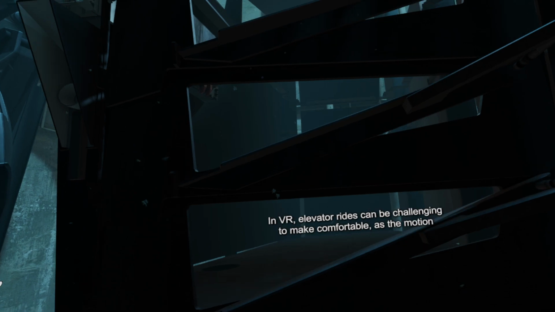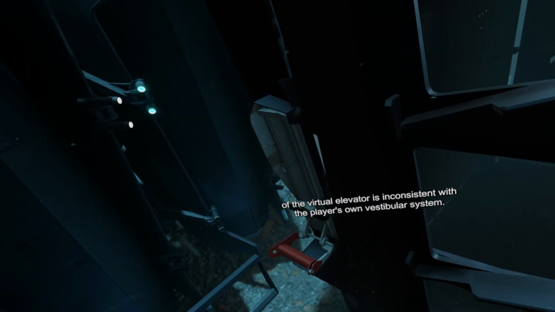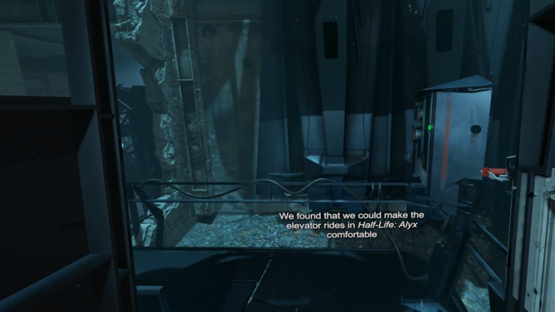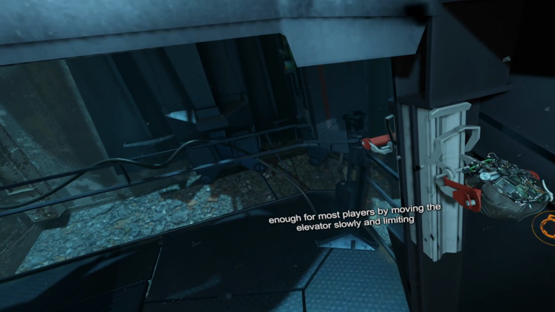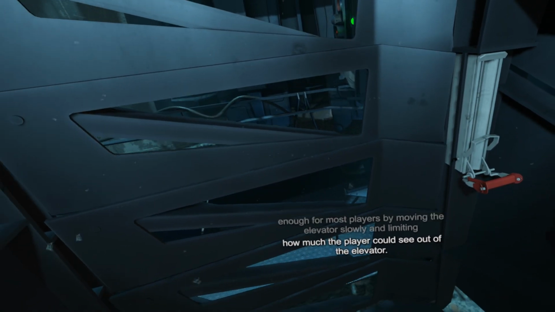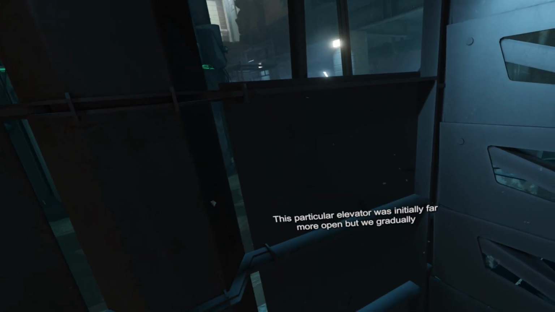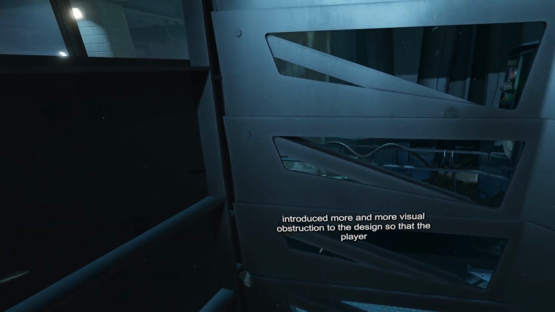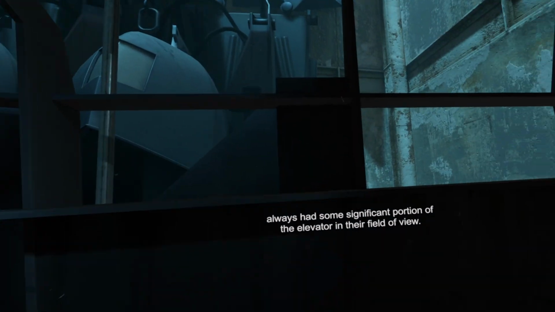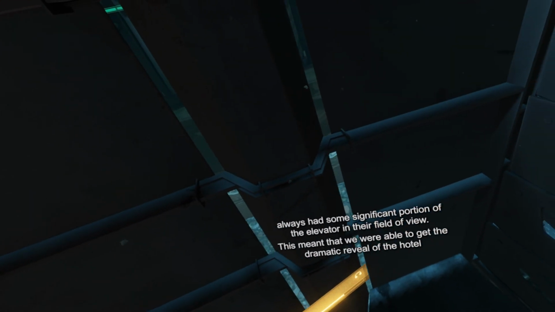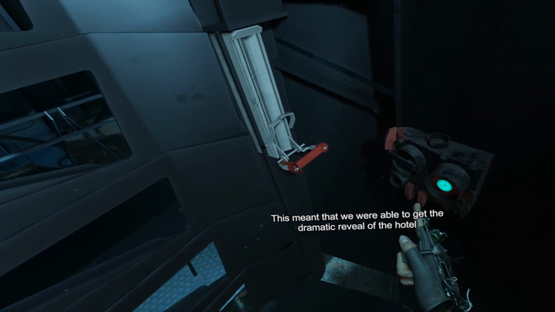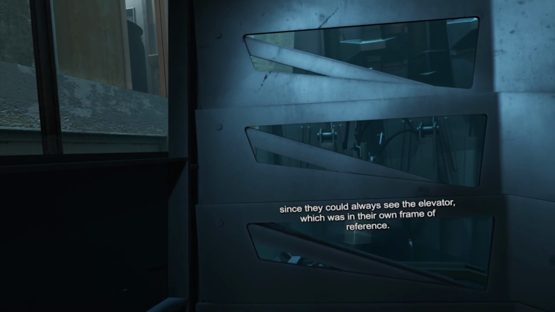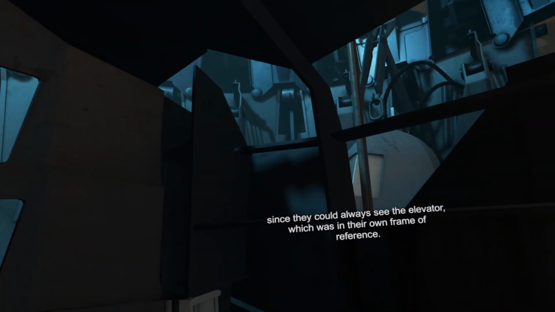In VR, elevator rides can be challenging to make comfortable, as the motion of the virtual elevator is inconsistent with the player's own vestibular system. We found that we can make the elevator rides in Half-Life Alyx comfortable enough for most players by moving the elevator slowly and limiting how much the player could see out of the elevator. This particular elevator was initially far more open, but we gradually introduced more and more visual obstruction to the design so that the player always had some significant portion of the elevator in their field of view. This meant that we were able to get the dramatic reveal of the hotel exterior and Combine substation we desired, but players were comfortable since they could always see the elevator, which was in their own frame of reference.